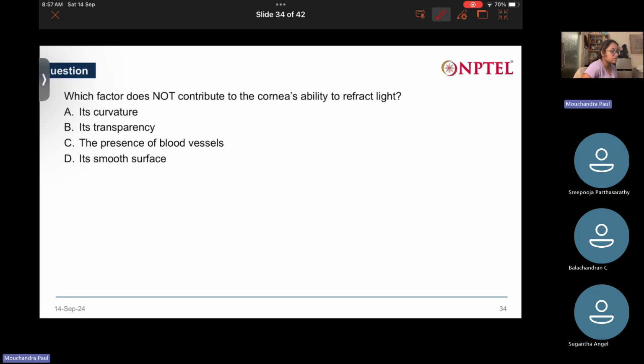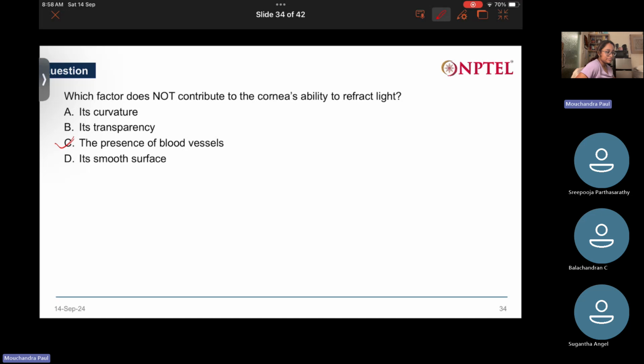A, its curvature. B, its transparency. C, the presence of blood vessels. D, its smooth surface. Which factor does not contribute? C, ma'am. Yes, it's C. So you're fast. Okay. So actually it's C.